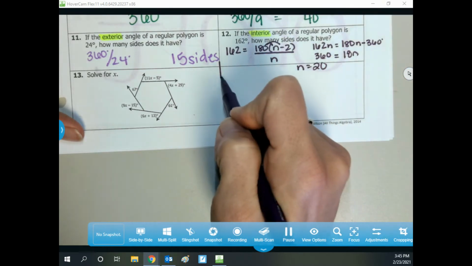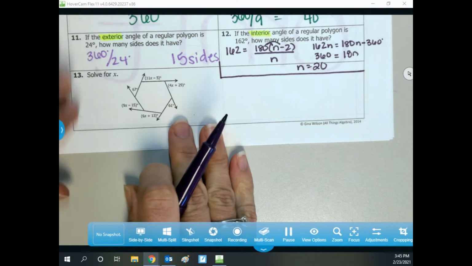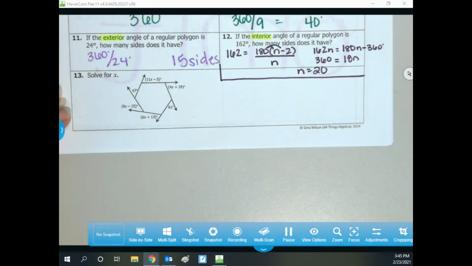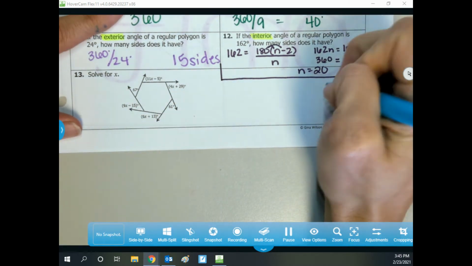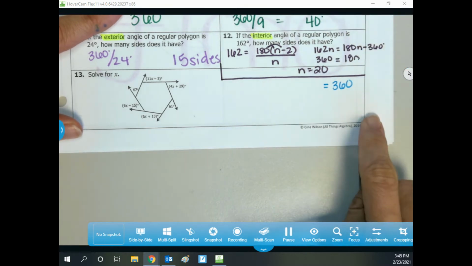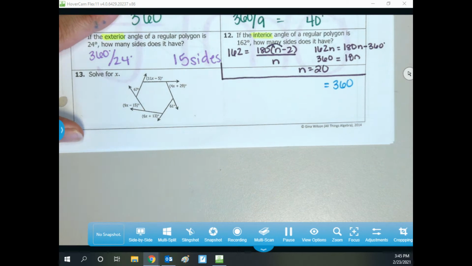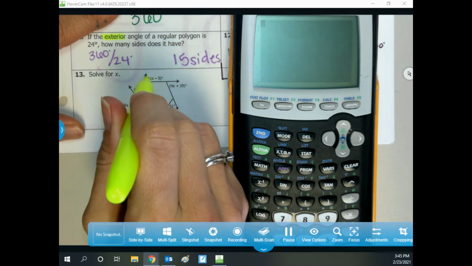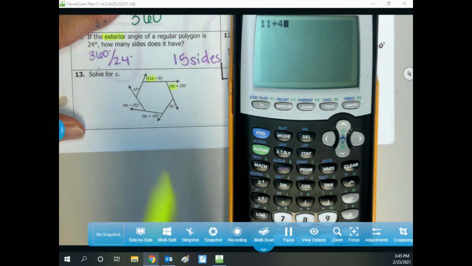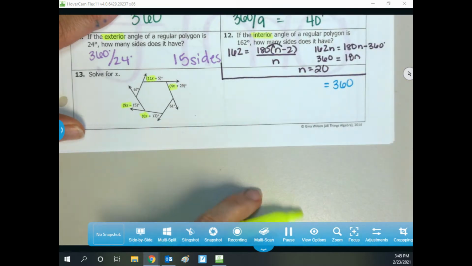All right, for this final question on this page, number 13 says solve for x. Now, we know that all of these angles on the outside added together have to equal 360 degrees. So if we add all these together, they better equal 360 at the end. So let's go ahead and add all of our like terms just like we did before. I'm going to do my x's first, keep a running total here. So 11x plus 4x plus 6x plus 9x equals 30x. So that should be 30x.